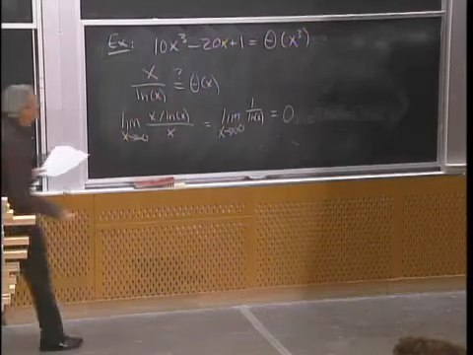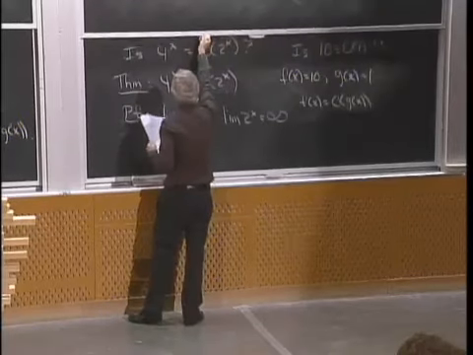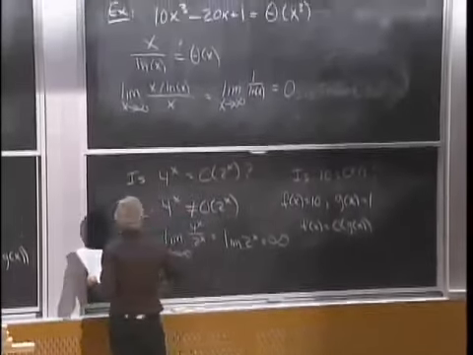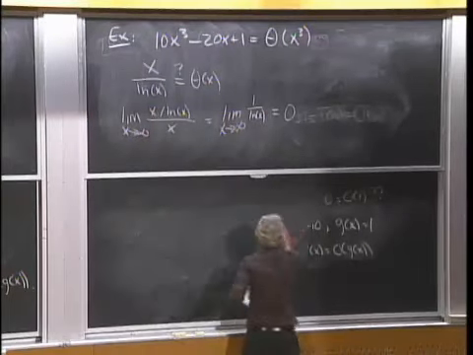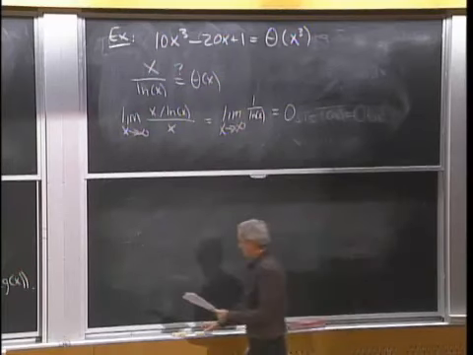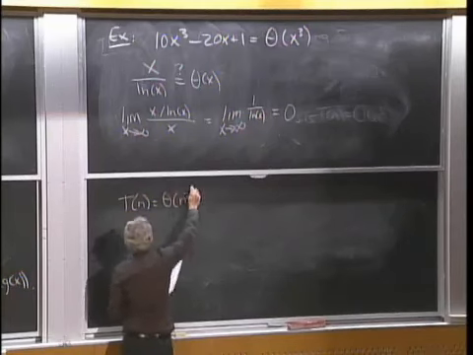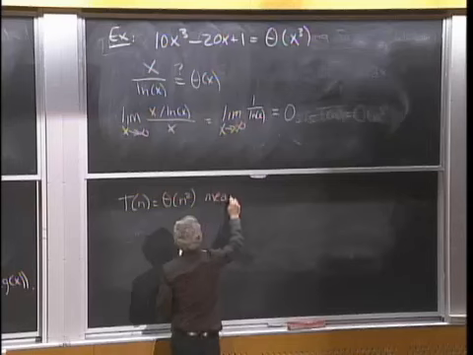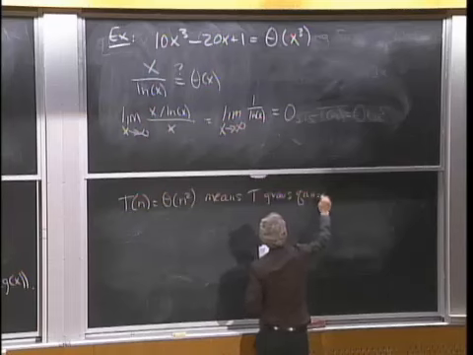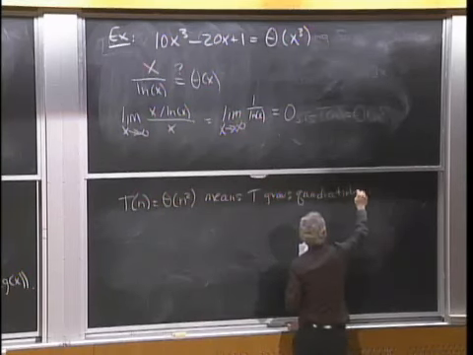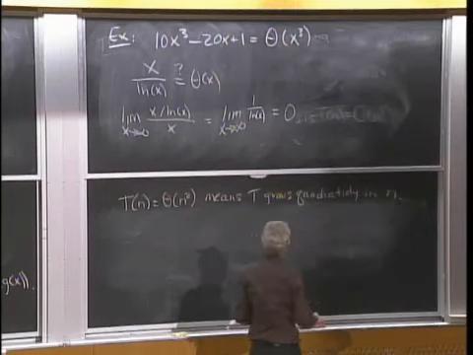If, for an algorithm, you want to say the algorithm runs in quadratic time, namely at least quadratic time and at most quadratic time, then you'd say T of n is theta of n squared. So let me write that. T of n equals theta of n squared means T grows quadratically in n, both upper and lower bound.